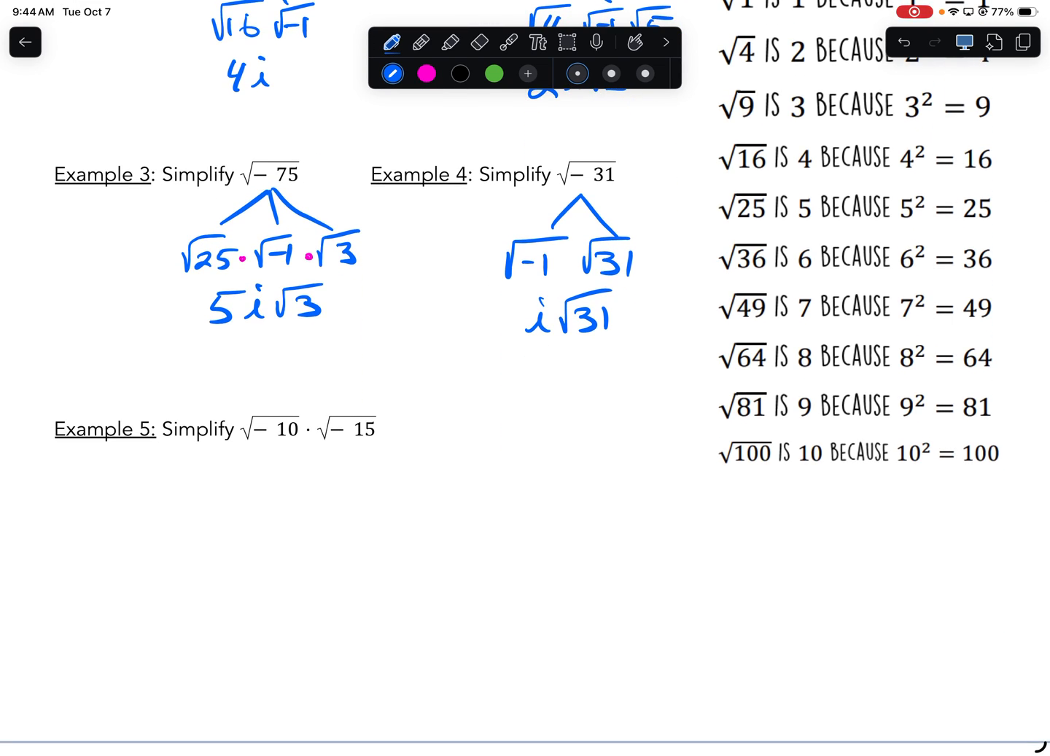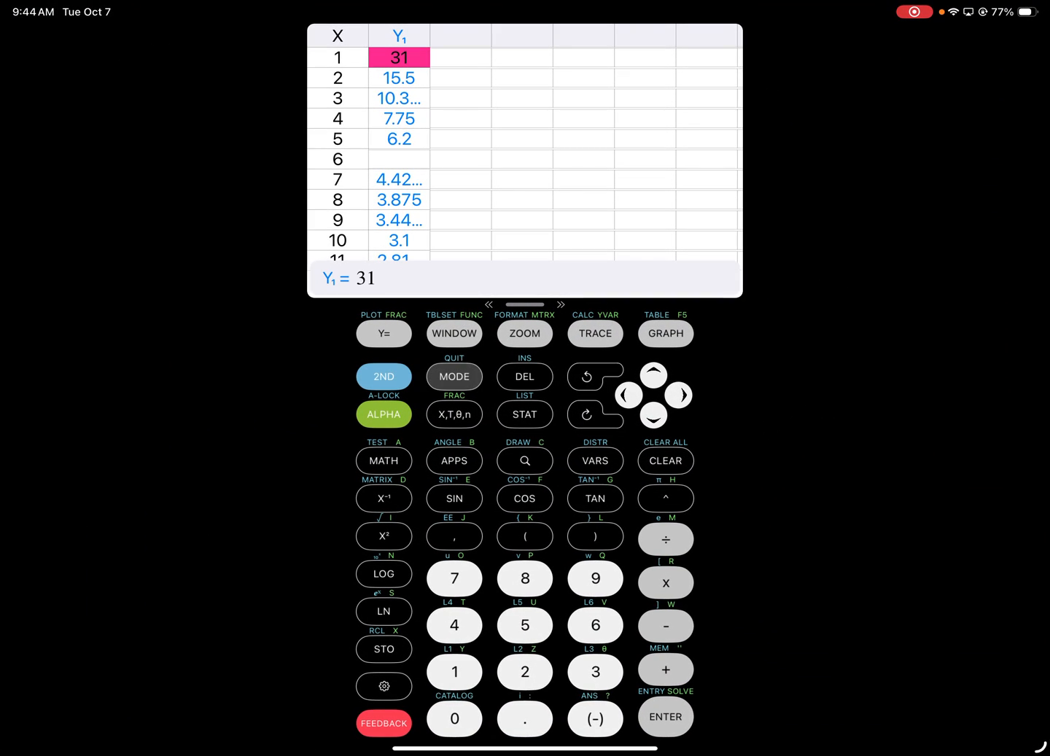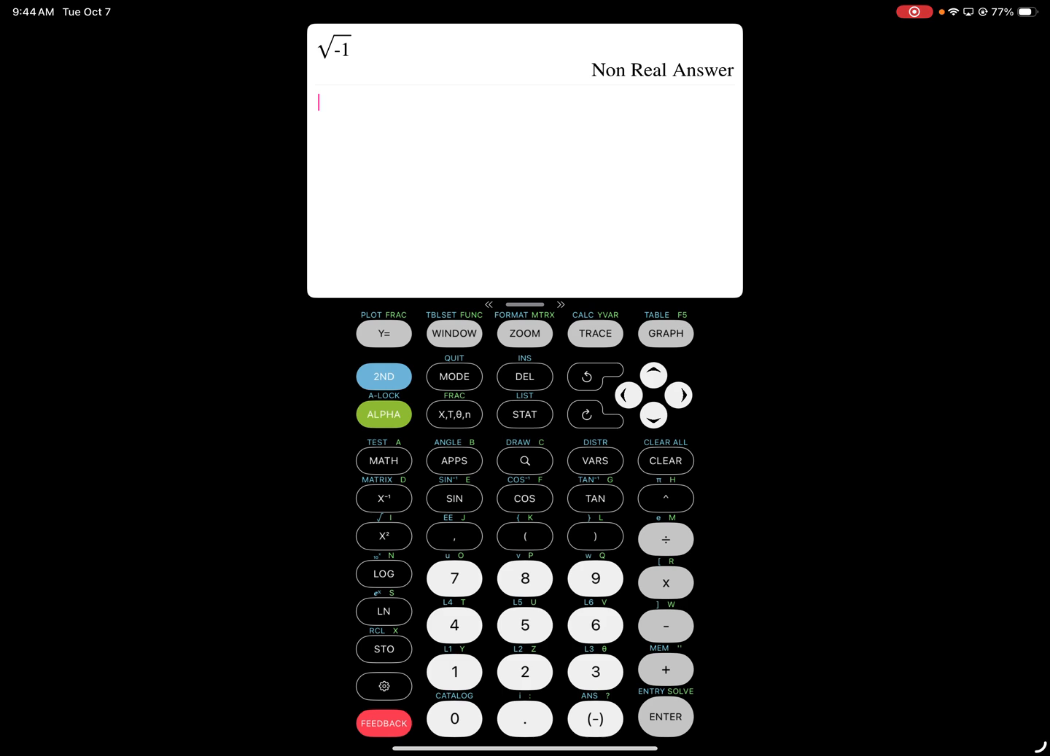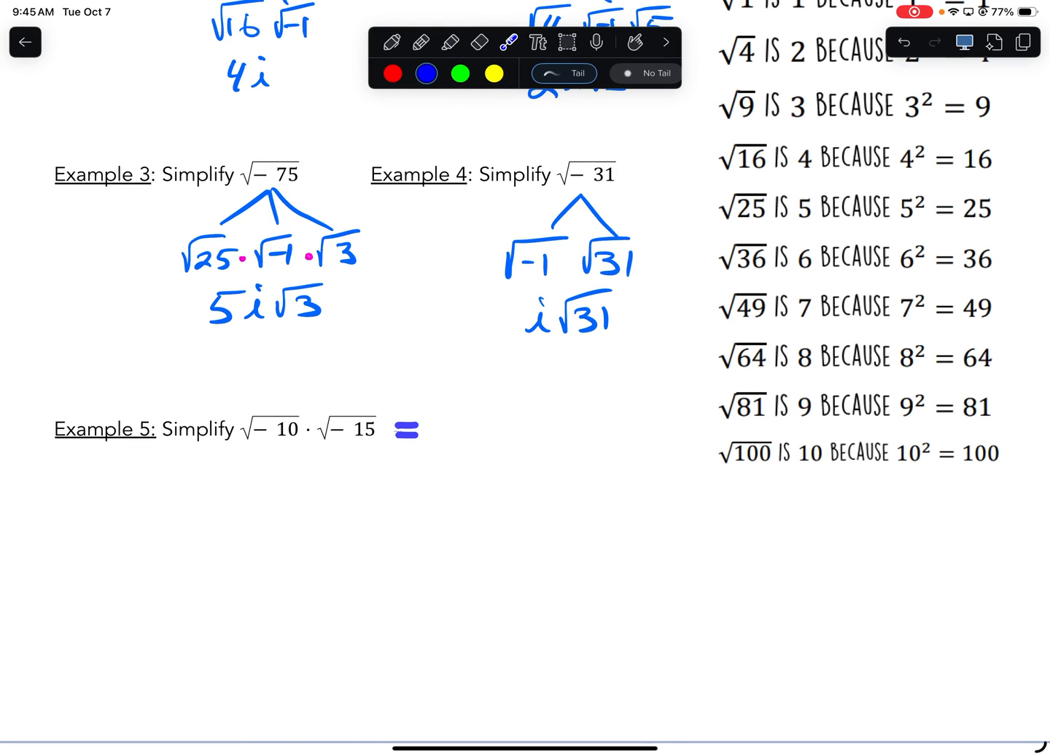Now, when you multiply 2 square roots together, remember you can multiply anything together. So we can multiply negative 10 times negative 15. You can always double check in your calculator, right? Negative 10, go back to the home screen. You do second mode to do that, clear anything out. If we do negative 10 times negative 15, we get 150. So this equals the square root of 150.